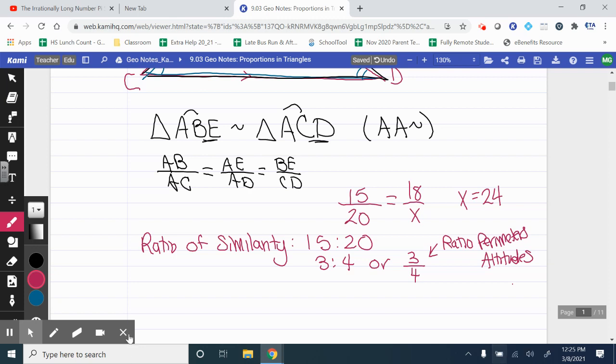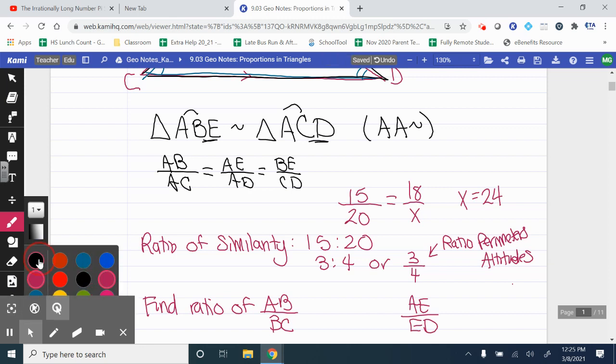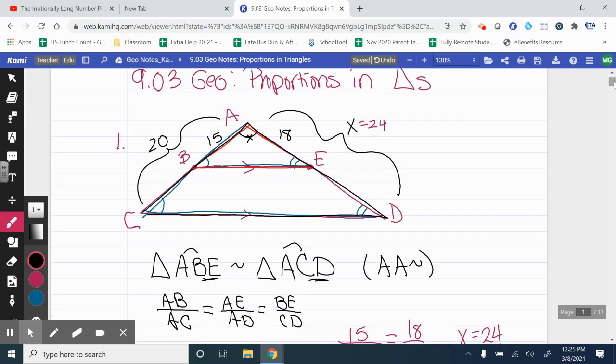Okay, so now I want you to find the ratio of side AB to BC, and also find the ratio of side AE to ED. Pause the video and do that now. Okay, so we've got AB. If we go up here, we're looking for AB to BC. So AB to BC. Now we know that this is 15 and this whole thing is 20, which means this is 5.